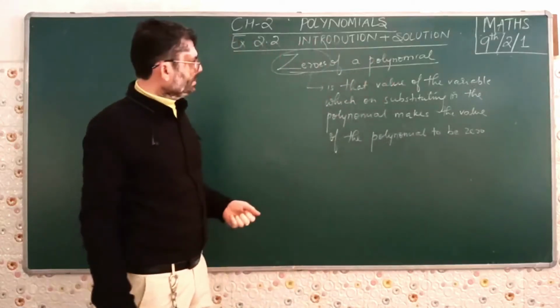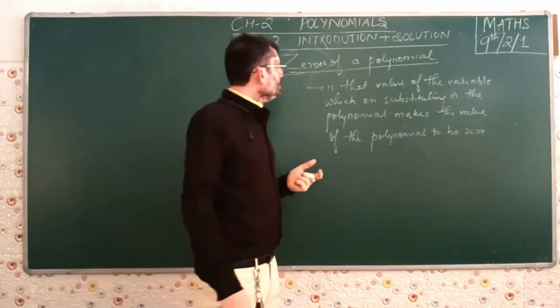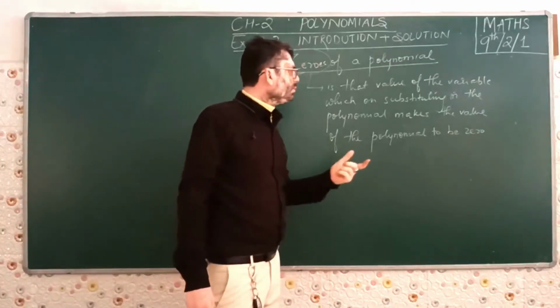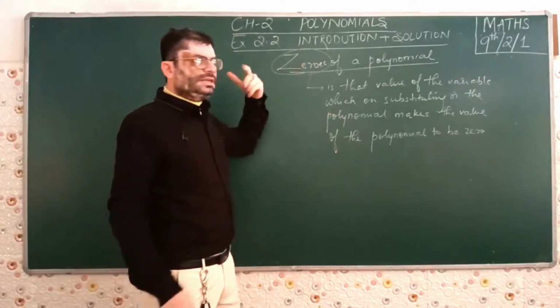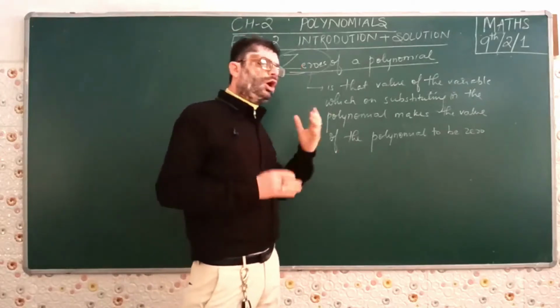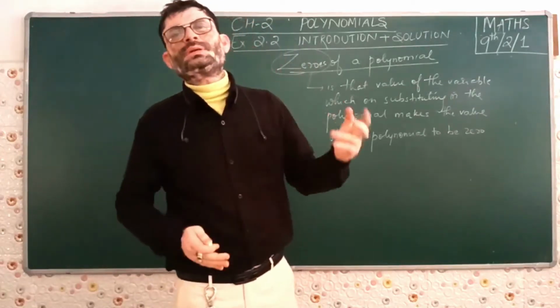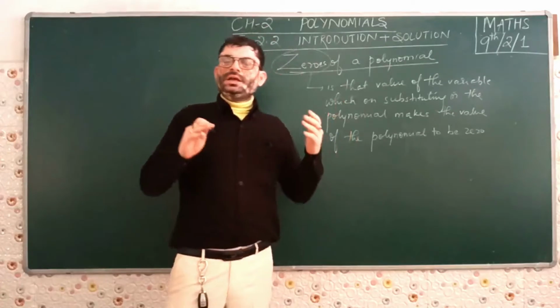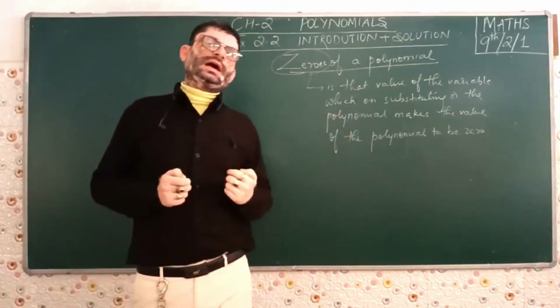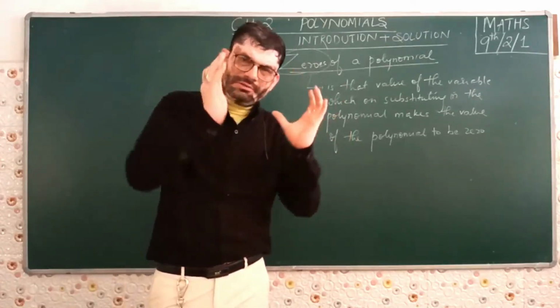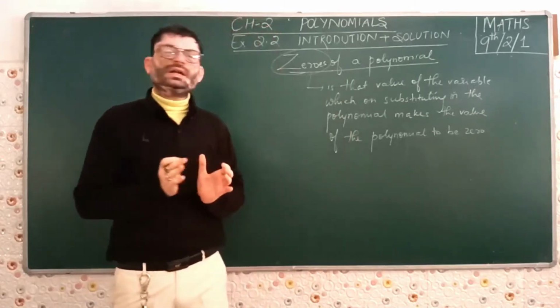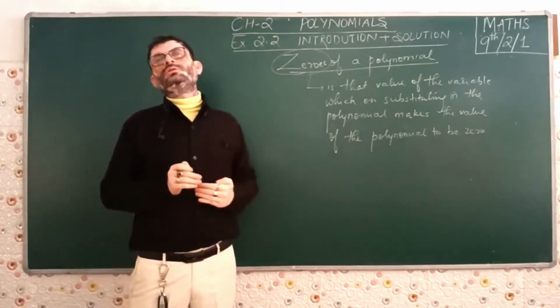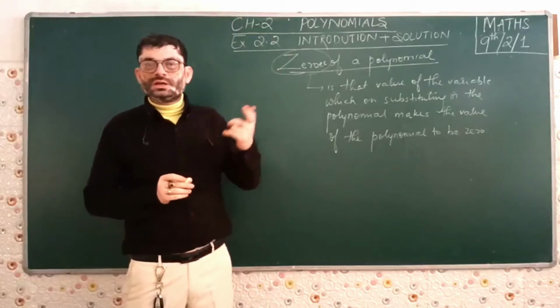Zeros of a polynomial. That means if a polynomial is given to us and we need to find the zeros of that polynomial, all those values of the variable that is present in the polynomial, if on substituting those values in the polynomial the total value of the polynomial becomes 0, then we say that particular value of the variable is the 0 of the polynomial.